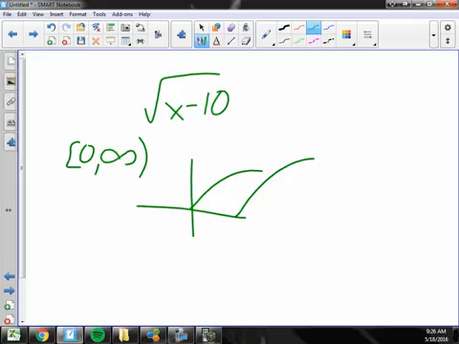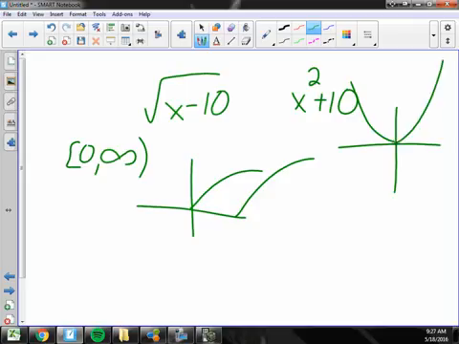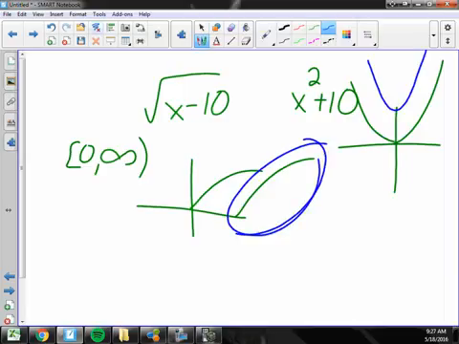Now, inverting it is a little bit of a problem, because you get x squared plus 10, and x squared plus 10 is defined everywhere, right? So why is the answer not all real numbers? Oh, it's actually up here. This piece here is the reflection of this piece here. So the inverse function actually has both halves, whereas the original function only had one half.